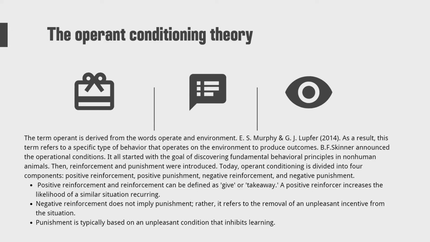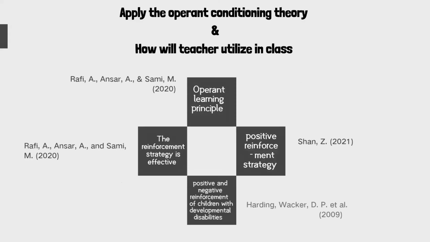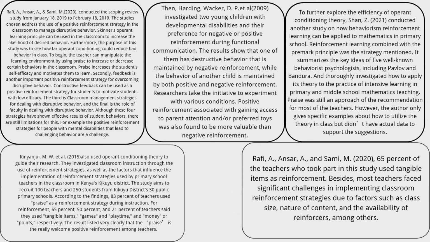After having a general view of what operant conditioning is and its development through time, the next step is to think about how it can be applied in the classroom. The listed names below are some articles that use the operant conditioning theory to improve the behaviors of children in class. The purpose of the first study was to see how far operant conditioning could reduce bad behavior in class. As a result, praise increases the students' self-efficacy and motivates them to learn. Skinner's operant learning principle can be used in the classroom to increase the likelihood of desired behavior.